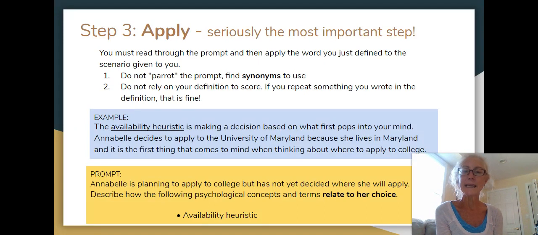Read through the prompt again. Remember what it's asking you to apply that term to, in this case, relating to Annabelle's choice. Okay. Do not parrot the prompt.